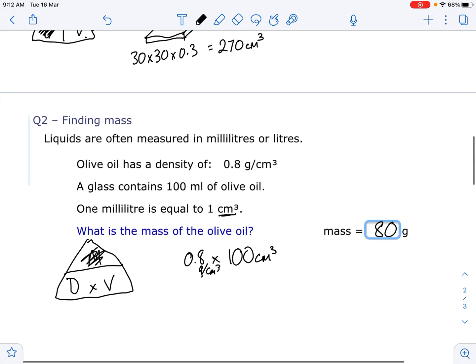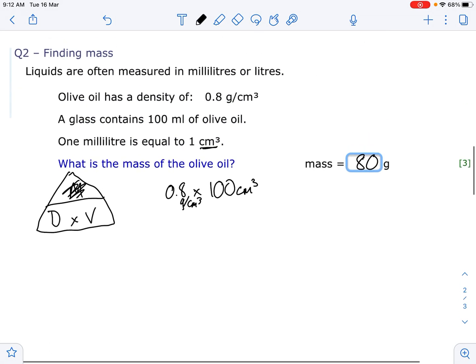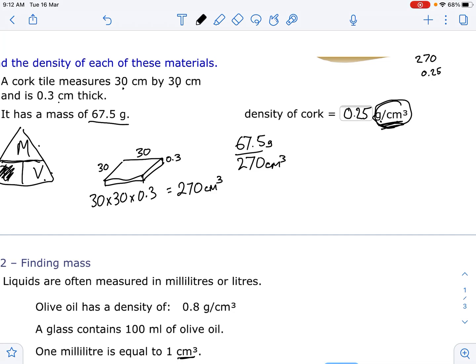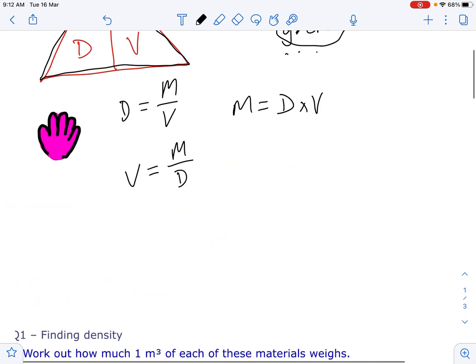And that's all there is to it really. Give it a go, but basically cover up the thing you're looking for. Make sure that you look out for the units in the question, and you should be fine. Density.